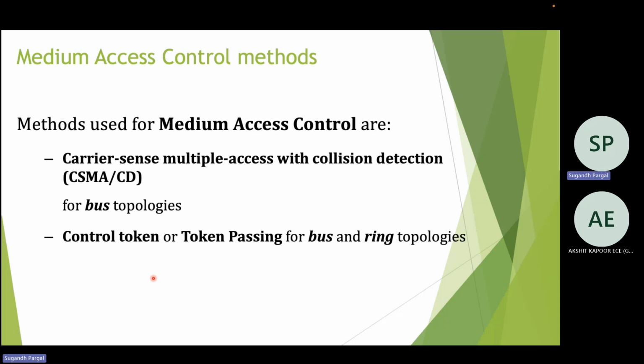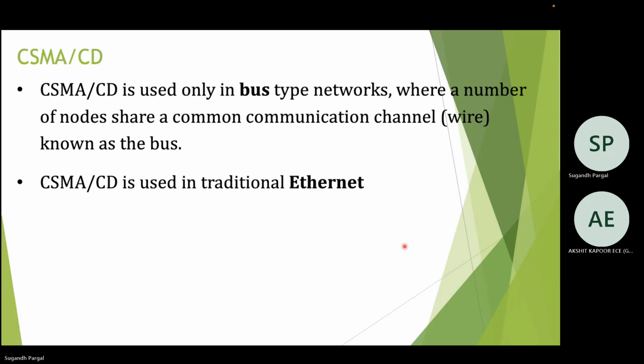The methods used for MAC, that is medium access control, are carrier sense multiple access with collision detection, that is CSMA-CD, for bus topologies, or the control token, or token passing, for bus and ring topologies. So now we will see how CSMA-CD works.